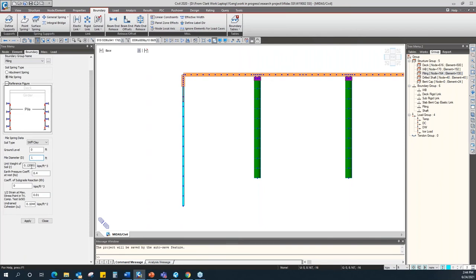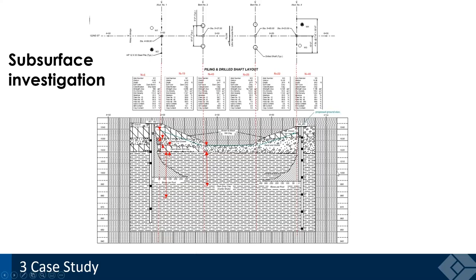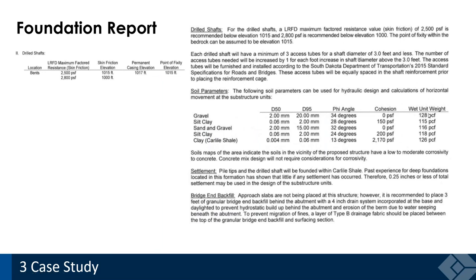And the unit weight, I think, also. And here is another part of the foundation report. For this site, it has basically provided the soil parameters for each soil layer. For the silt clay, 115 PCF is the unit weight, and the friction angle is 28 degrees.